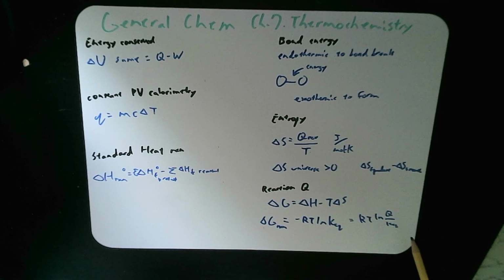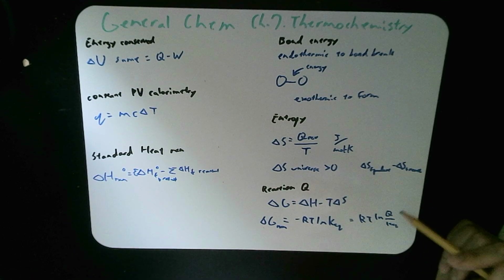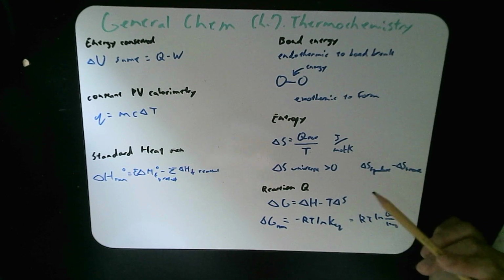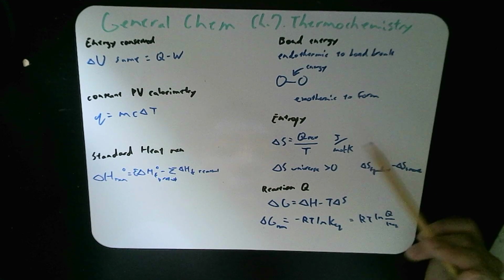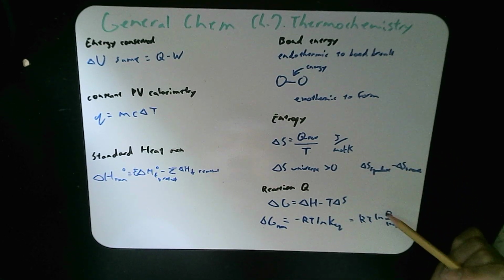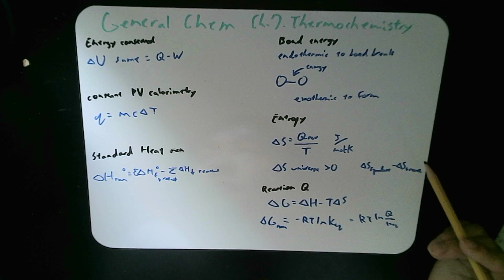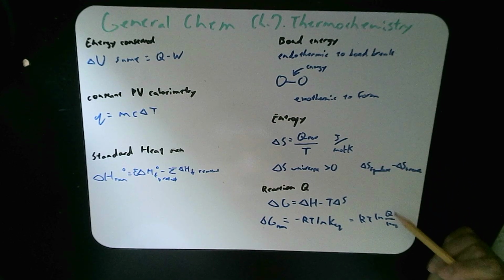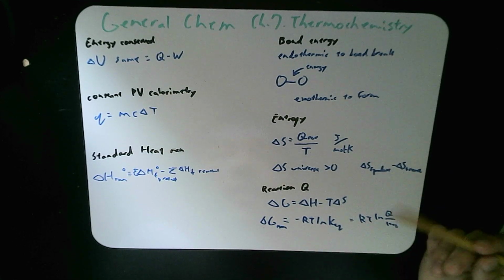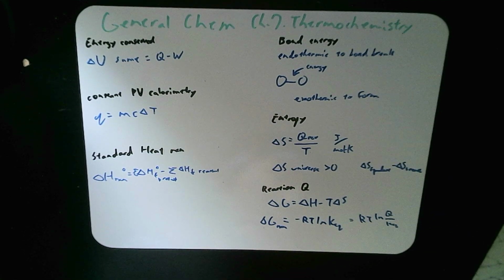But if you have a subsequent change away from equilibrium, we use Q. Remember Q from the equilibrium chapter, where it's products over reactants. If it's product favored, then Q is going to get higher, so it's going to shift the reaction, change ΔG, and shift the equilibrium. That's what we mean by shifting equilibrium.